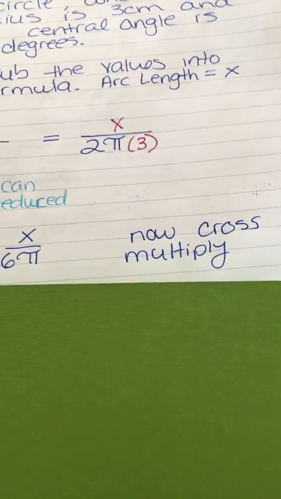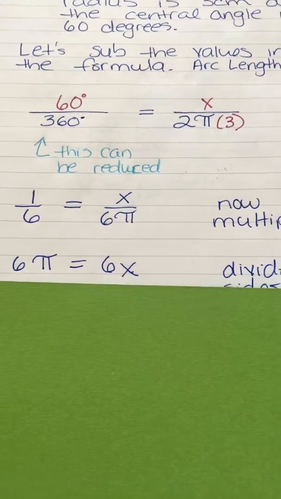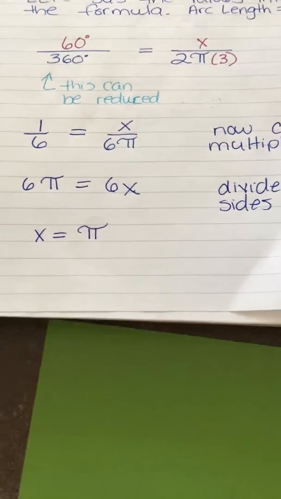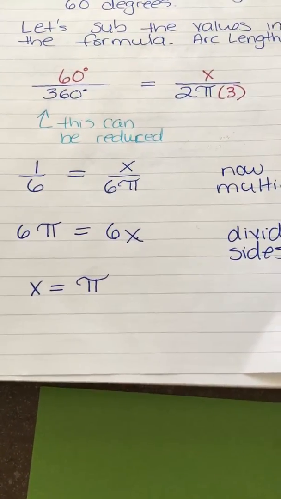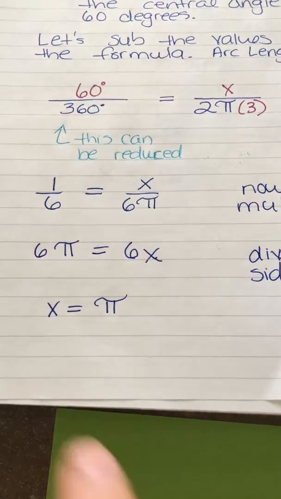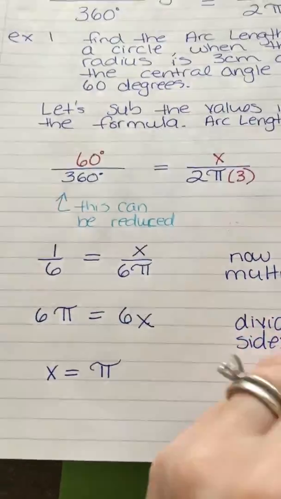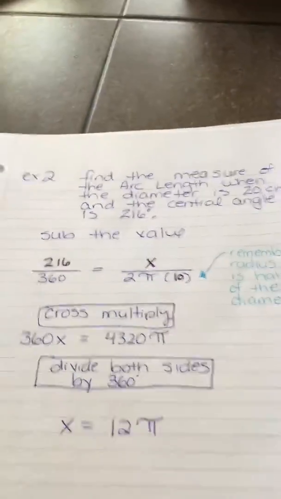So now we're going to cross multiply. And then we get 6 pi equals 6x, and do some simple algebra, divide both sides by 6. And we find that for this particular circle with a radius of 3 and a central angle of 60, this arc length is equal to pi. One last example. Okay.